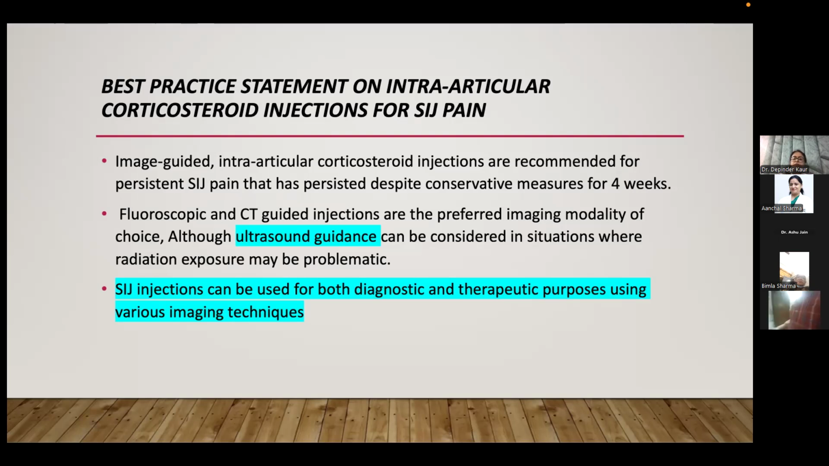But as ultrasound is coming in a bigger way, you can use it in those situations where radiation exposure may be problematic, especially in the SI joint pain population, where you will come across pregnant females as well. So SI joint injections can be used both for diagnosis as well as for therapeutic purposes with the various imaging modalities. This is the statement.